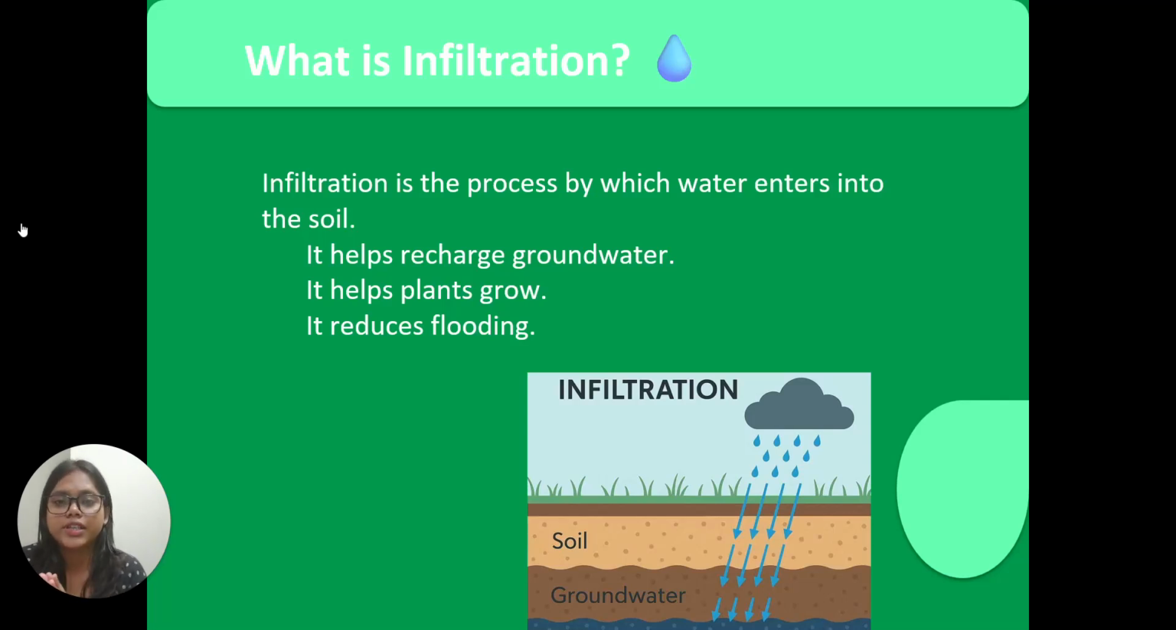So, what is infiltration? Infiltration is the process by which water enters into the soil from the surface. This process is very important because it helps recharge groundwater and reduces flooding. When water enters into the soil, it slowly moves downward and gets stored underground. That underground water is what we call groundwater.